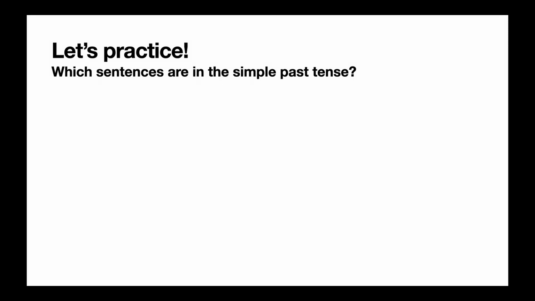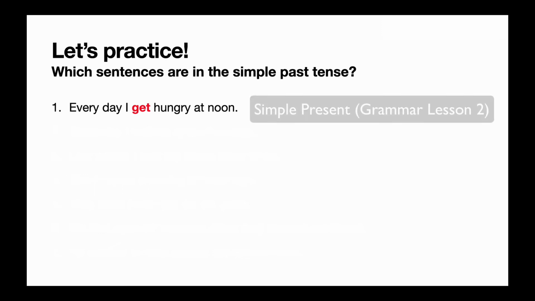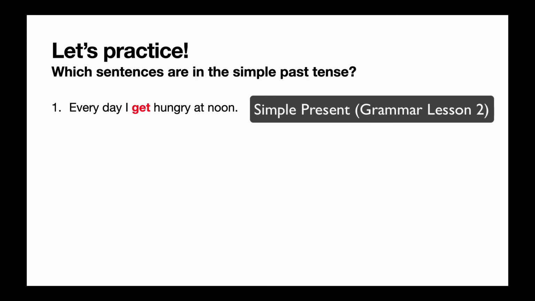Okay, so let's look at the answers. So number 1, every day I get hungry at noon. This is not in the simple past tense because get is the present tense, and this is every day. So remember, every day is something that is not finished. So for things that happen every day, we should use the present tense, the simple present tense, from grammar lesson 2.